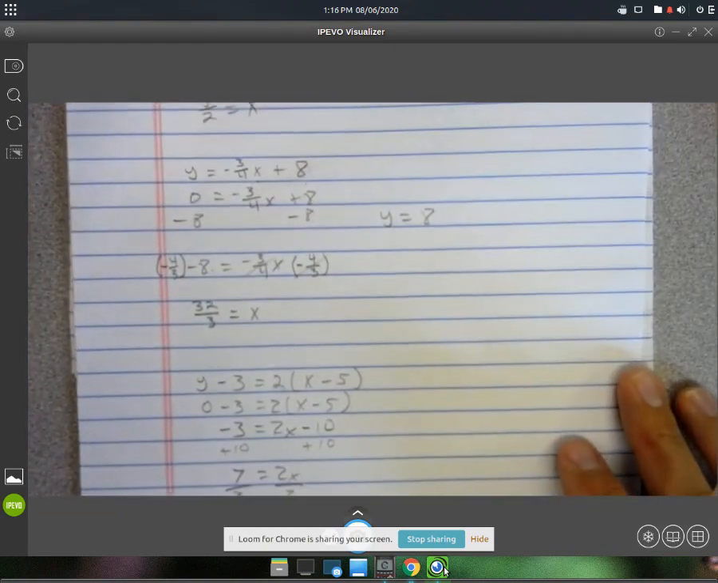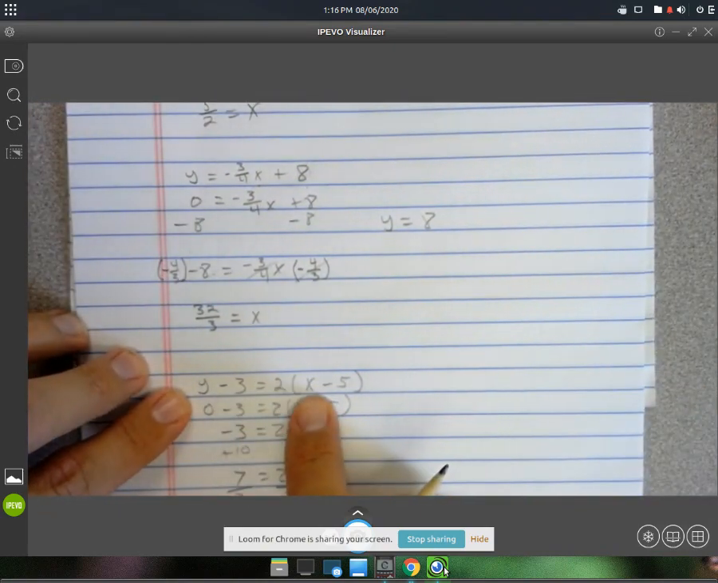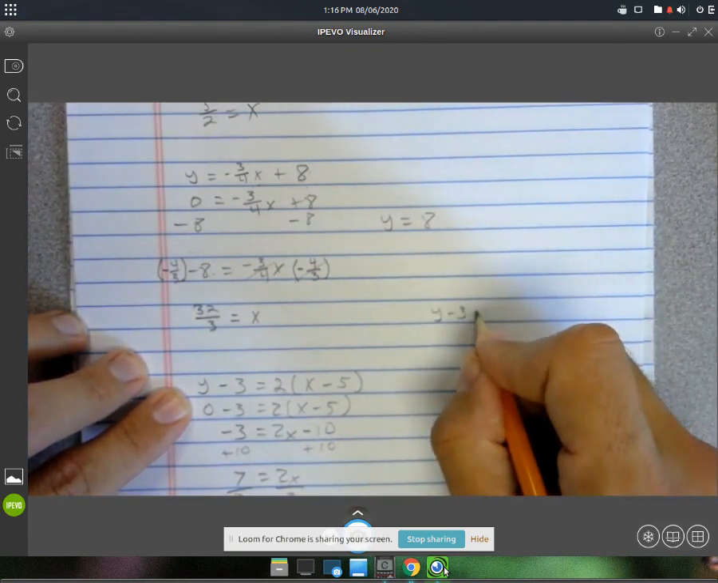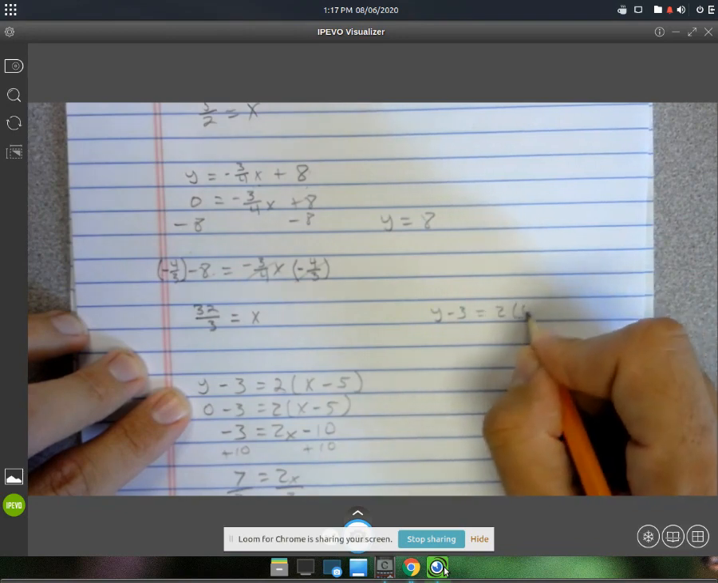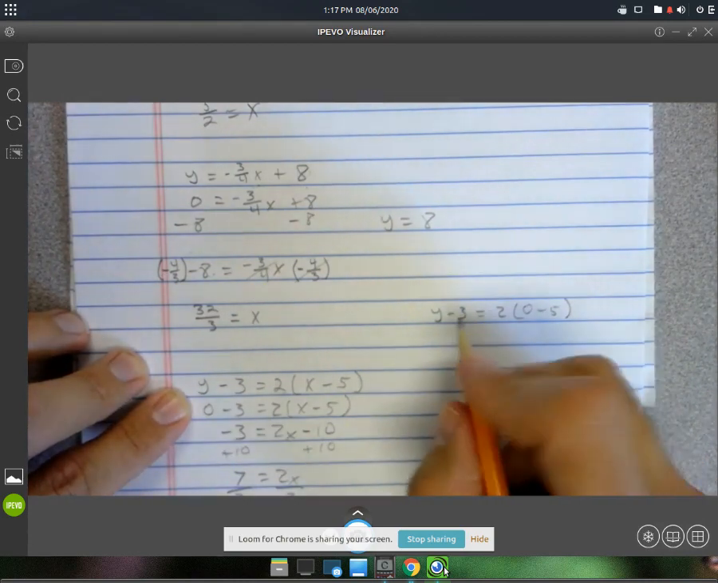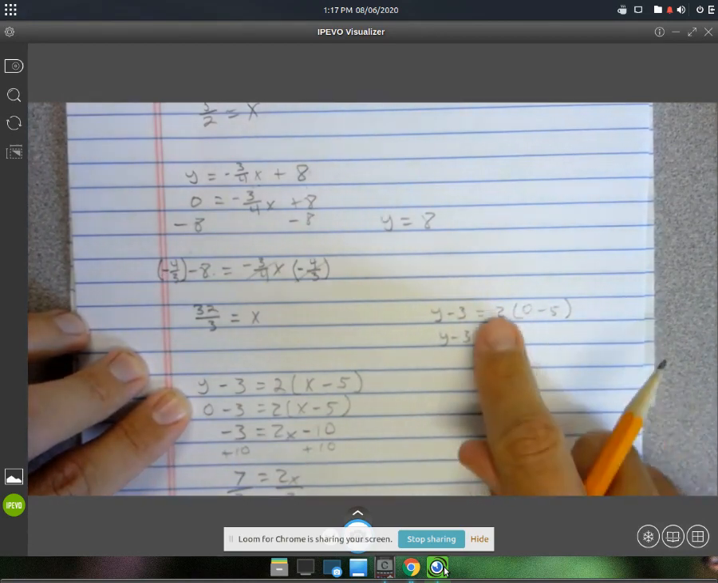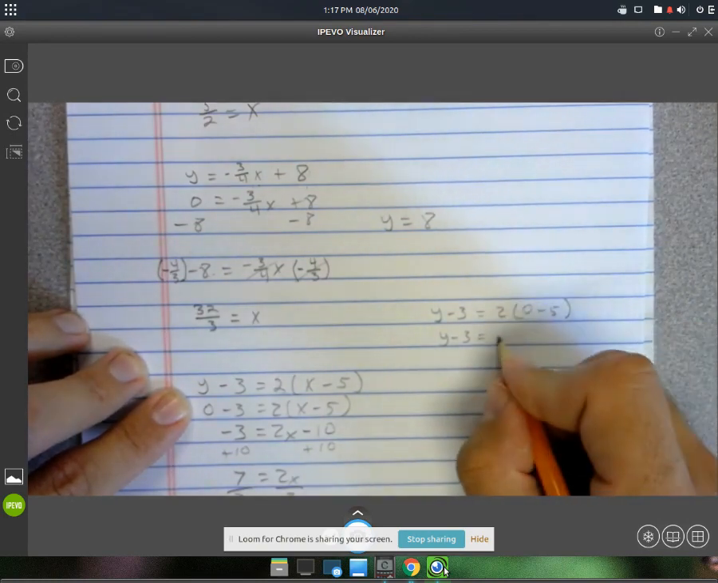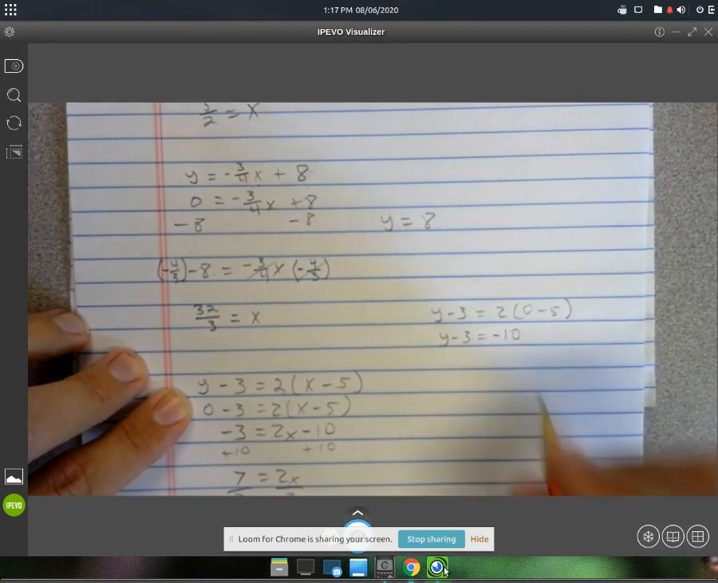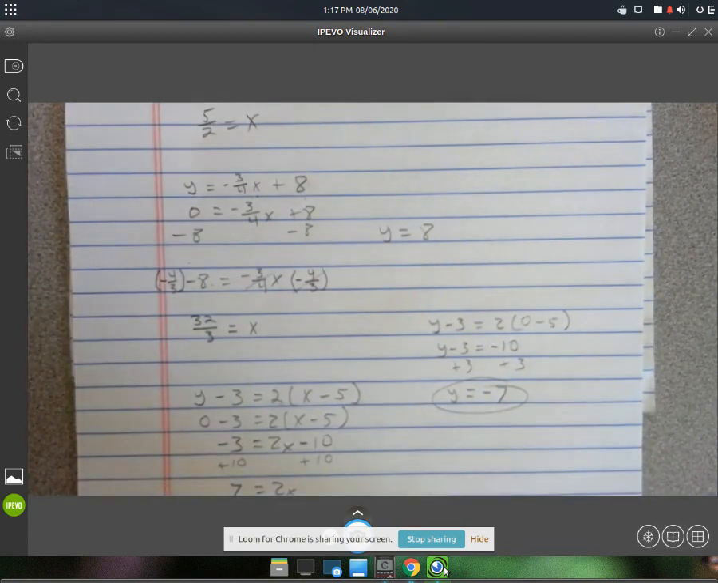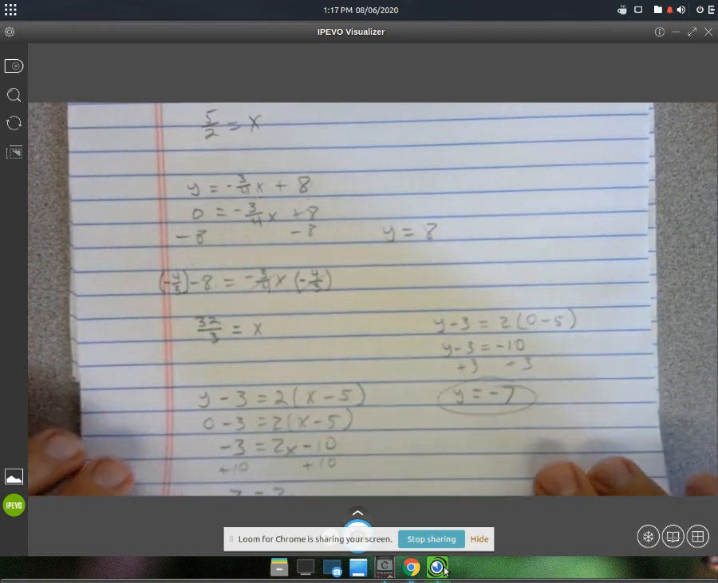For your y-intercept, you plug in 0 for x. So I'll do that up here. We have y minus 3 equals 2 times 0 for x, right there. So y minus 3 equals, well, 2 times 0 is 0, and 2 times -5 is -10. Then we'll add 3 to both sides, and y equals -7. All right, last version.